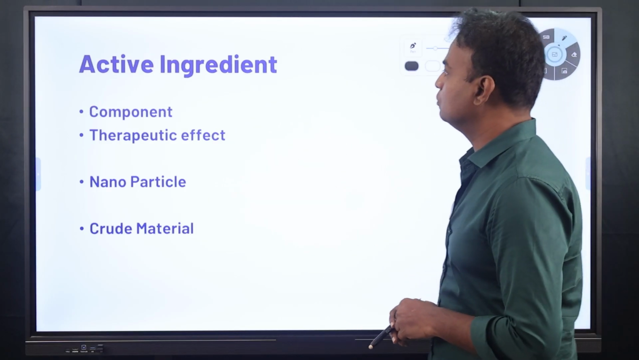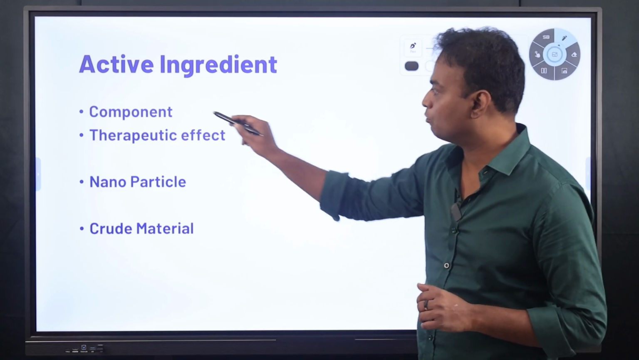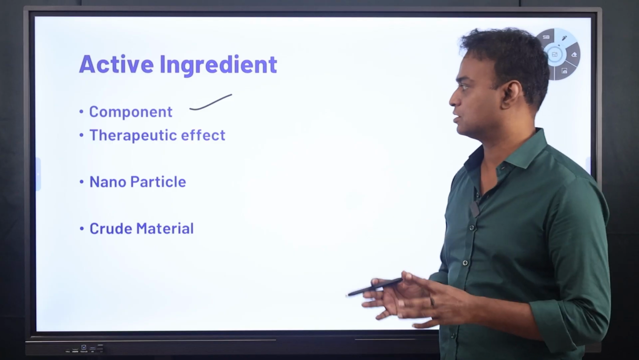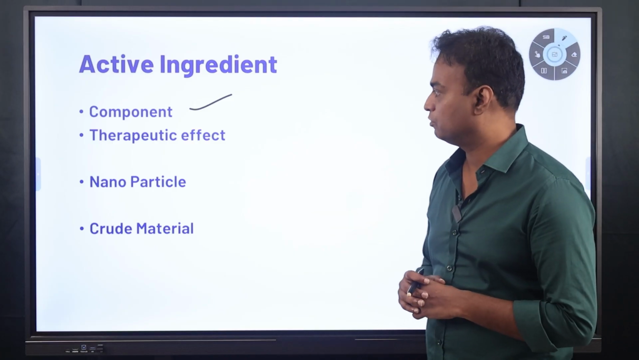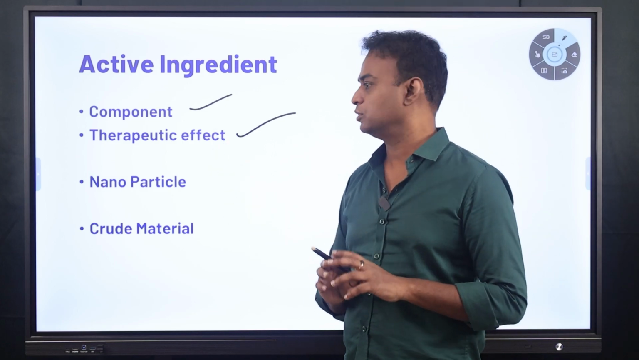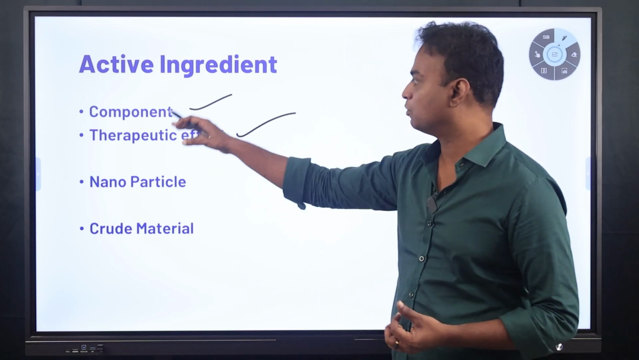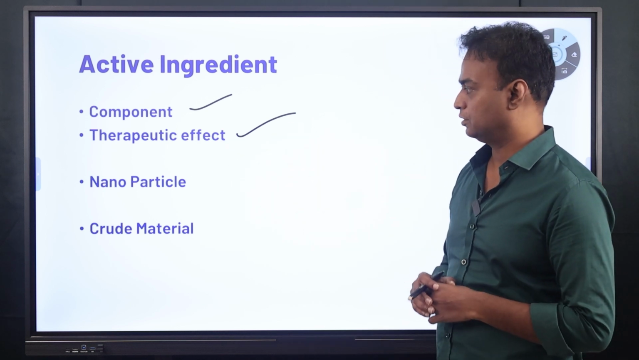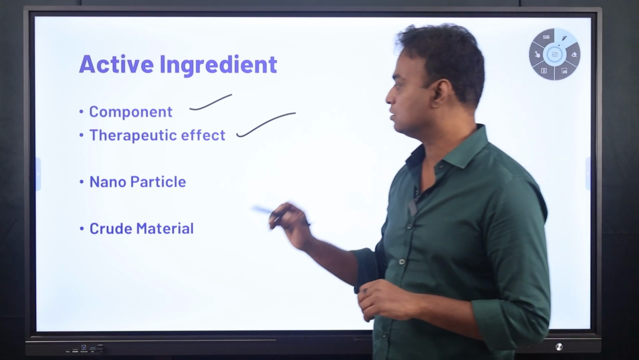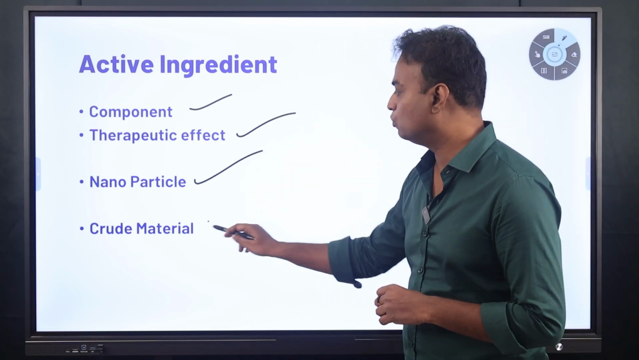Next, we will look into active ingredient. Active ingredient is a component of the medicine which has a therapeutic effect. This part of the medicine is going to either cure, relieve or prevent your disease. That part of the medicine is known as active ingredient. In homeopathy, there are two types of active ingredients. One exists in the form of nanoparticles, the other exists in the form of crude material.